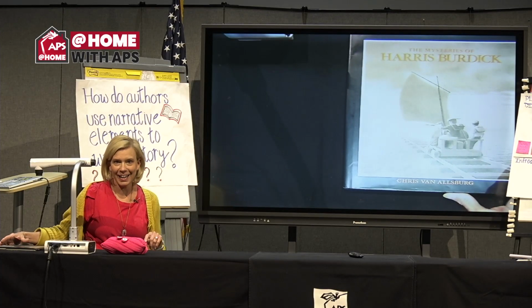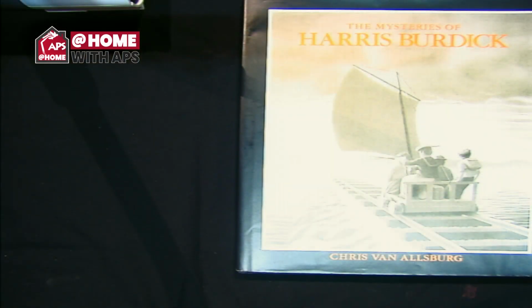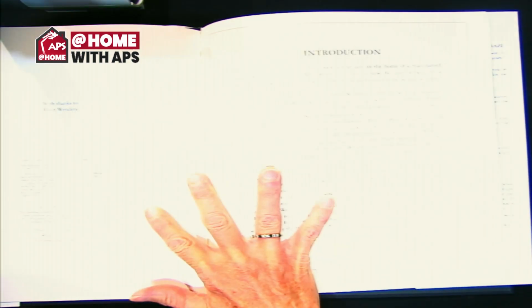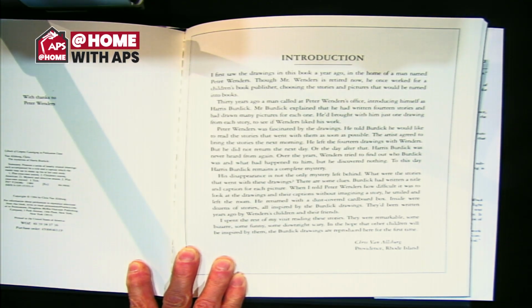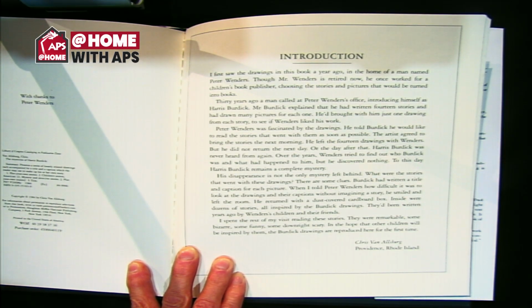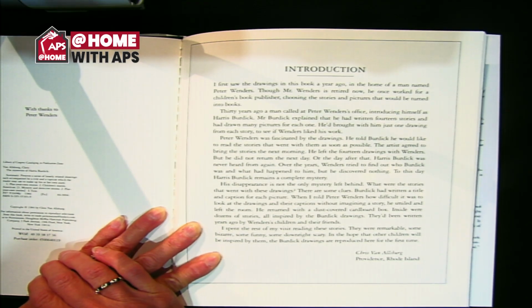Our book today is called The Mysteries of Harris Burdick. And our author is Chris Van Allsburg. The book was published by Houghton Mifflin. So like I said, this story is a little bit different, and it starts out with kind of a mysterious setting. This is a note from the author, so I'm going to read it to you.